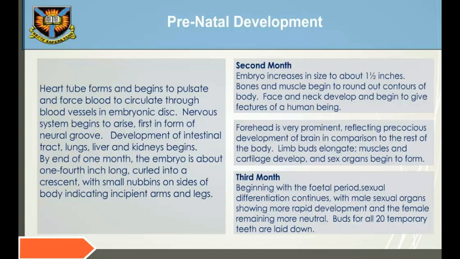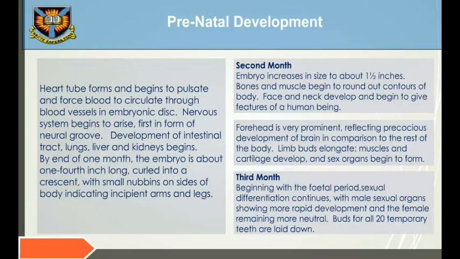Second month, embryo increases in size to about 1.5 inches. Bones and muscle begin to round out contours of body. Face and neck develop and begin to give features of a human being. Forehead is very prominent, reflecting precocious development of brain in comparison to the rest of the body. Limb bones elongate, muscles and cartilage develop, and sex organs begin to form.